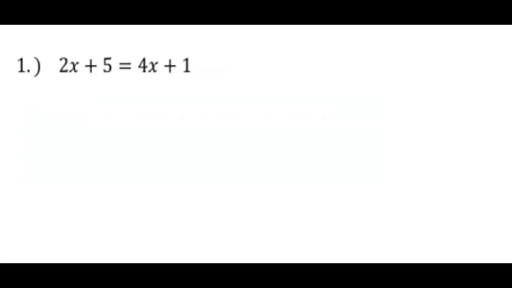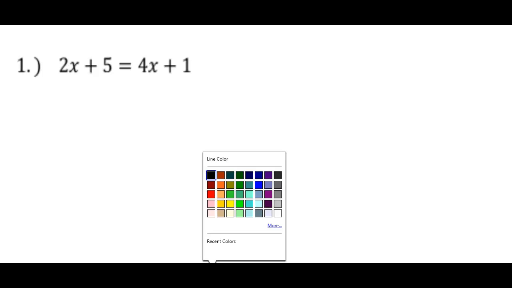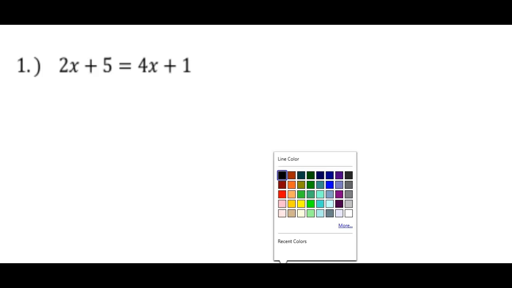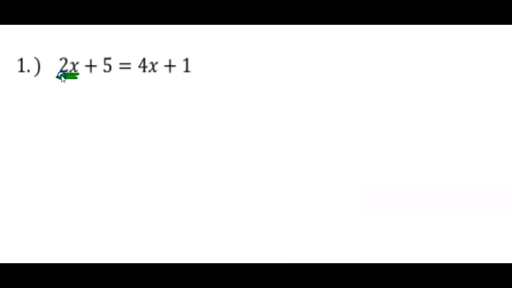If I look at my first problem here, 2x plus 5 equals 4x plus 1, I want you to always focus on the smaller variable. Move it to the other one, okay? We did that with the pictures as well. So I'm going to move that 2x. What did I do with my pictures? I had to add negative 2x to both sides, cancel those out, and then look at what I had.